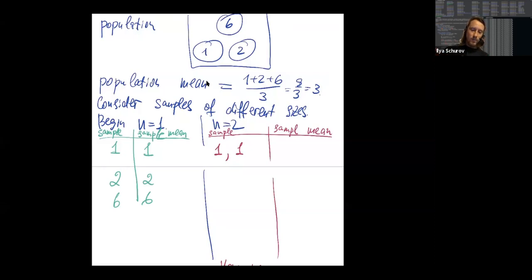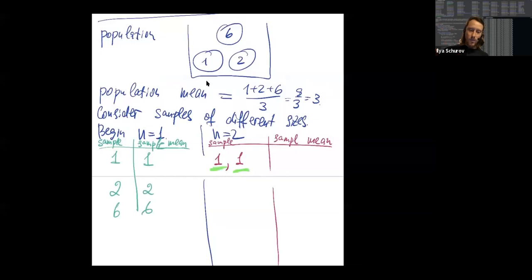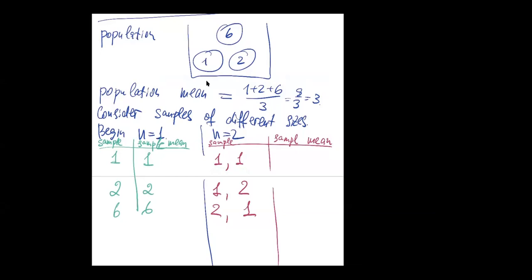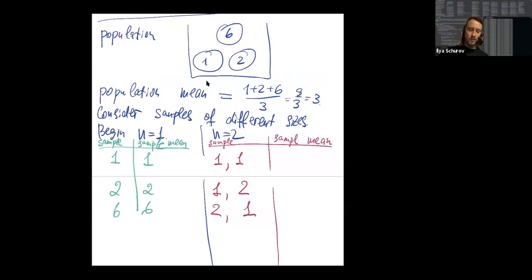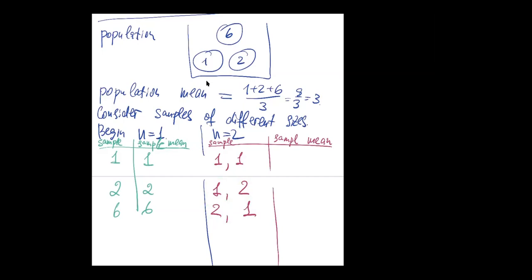Note that when we consider these samples, we have to take into account the order. So, for example, a sample 1-2 is not the same thing as a sample 2-1. So we have to count them separately, but the mean is the same. Yes, that's correct. But it is important to take into account that these are two different samples, because when we try to understand their probabilities, we have to take into account that there are two ways to obtain the same sample.